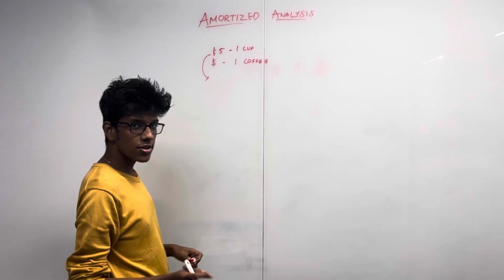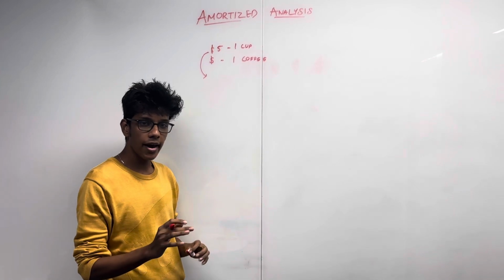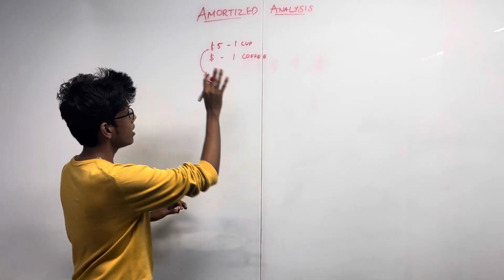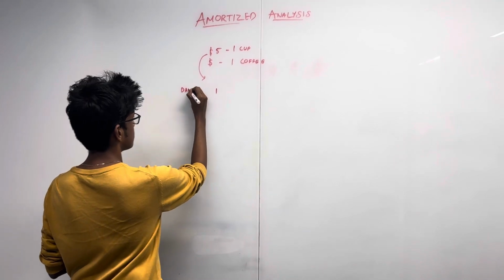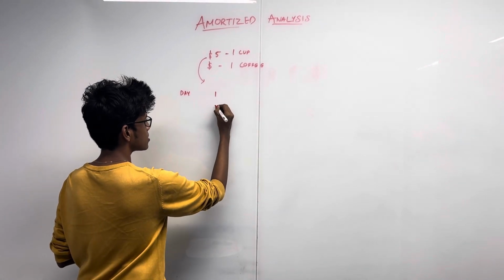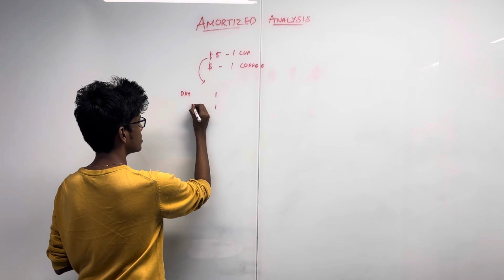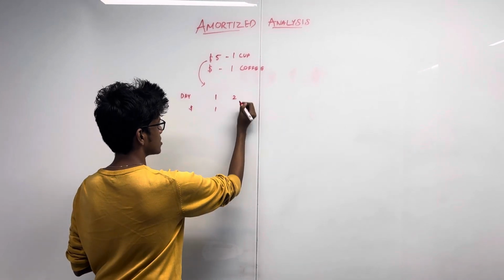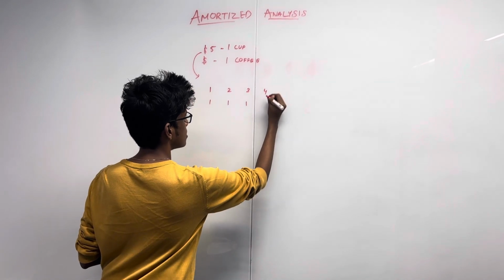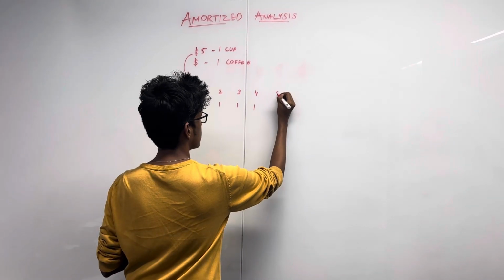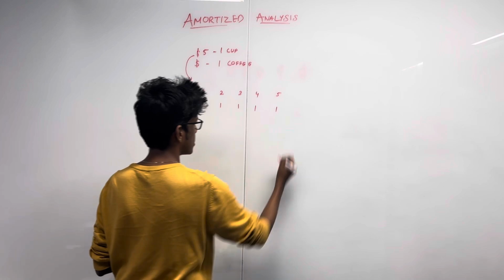So assume since you're a new student, the first day you go, you get a free cup, right? So $5 is gone. So on day one, I will be spending just $1 for the coffee. On day two, this is my second use, it'll be $1 again. Day three is $1. Day four is $1. On day five, it's again $1.